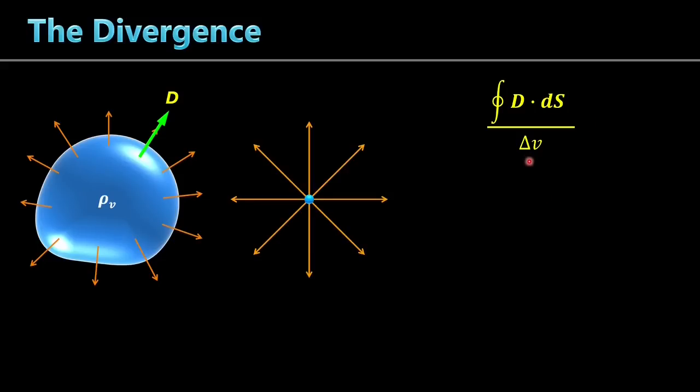Kapag ang delta V ay nag-approach sa zero. So that is the limit of this entire expression as delta V approaches zero. And this limit expression is the mathematical definition of an important and useful vector operation known as the divergence. Yes, indeed. Ayan. Itong expression na ito na ang mismong definition ng divergence.